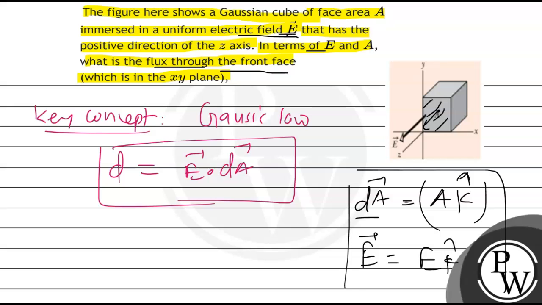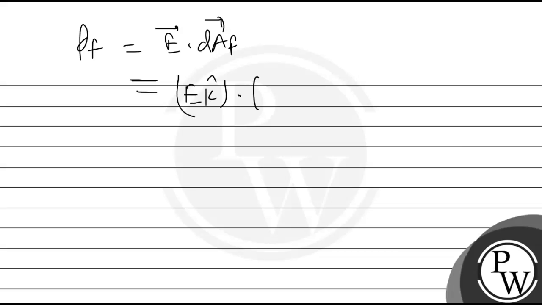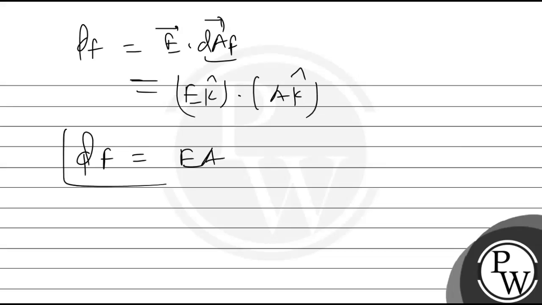Now we need to find out the flux through the front face. So the flux through the front face can be written as E dot dA, the area vector of the front face, which is equal to the electric field vector E K cap dot dA, which is A K cap. From here, we find that the flux through the front face is equal to EA.